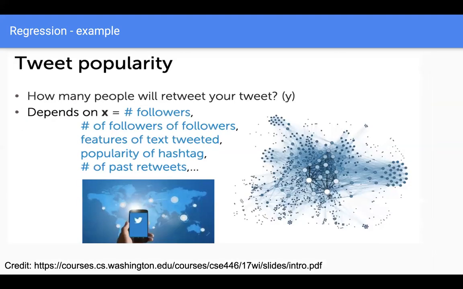Another example is tweet popularity. You might want to know how many people will retweet your tweets. You could build a machine learning model with the number of followers of a given user, then followers of followers, and so on. You might also include sentiment analysis as an input to this model, and then predict how many times this particular tweet or message will be retweeted by others. You can use that to estimate the popularity of a given tweet.